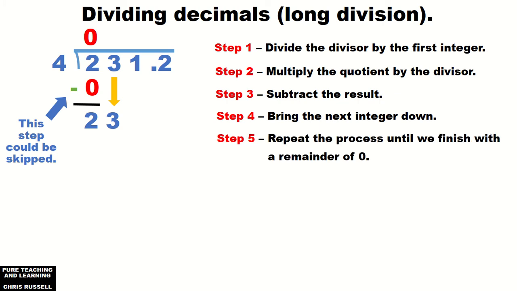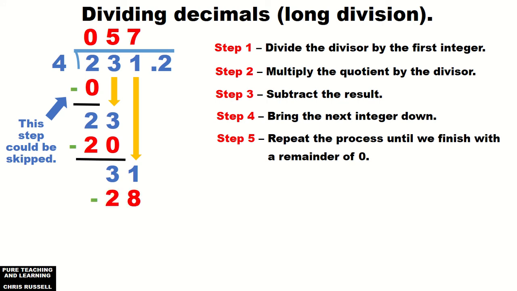Now we repeat the process until we finish with a remainder of 0, or as far as you want to go. So how many 4s go into 23? We have 5. 4 5s is 20. Okay, we do the subtraction where we get 3, we bring down the 1, where we get 31, and we do the process again. 4 7s is 28, we subtract that, we get 3, we bring down the 2.